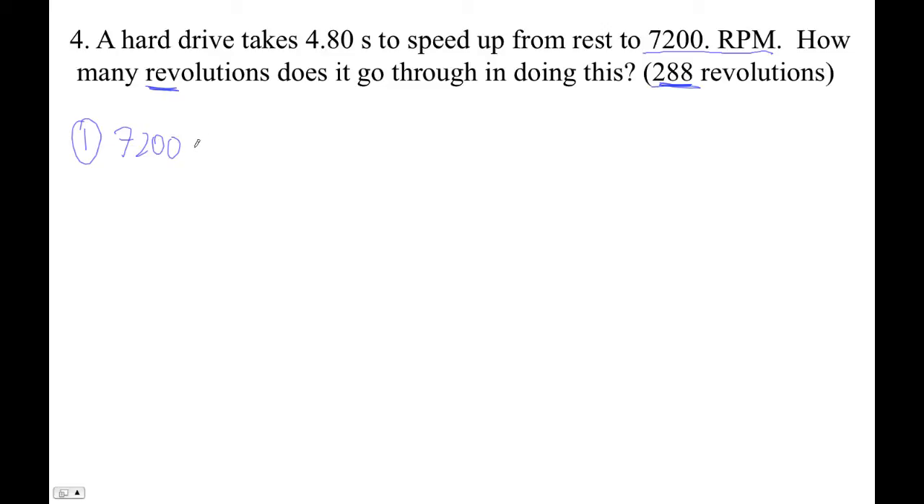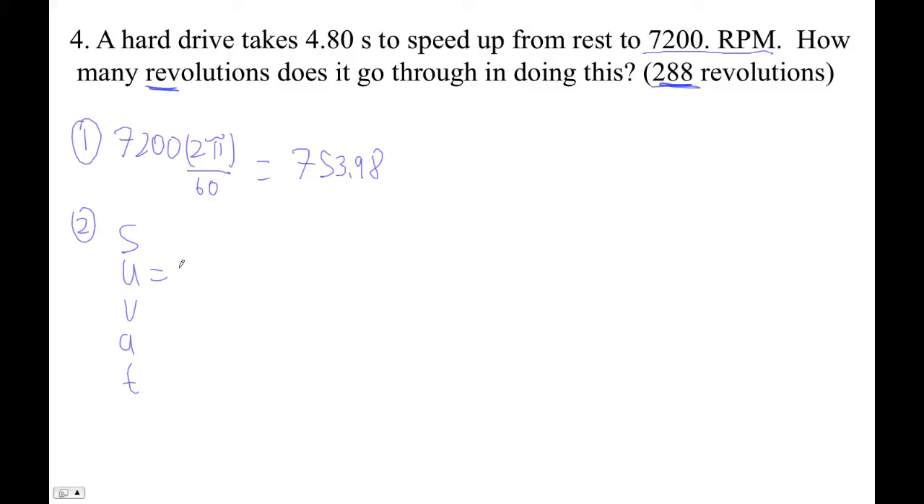into radians per second. So I'm going to multiply by 2 pi, and that'll give me radians per minute, right? And if I divide by 60, I'll get radians per second. So let's do that first. 7200 times 2 times pi divided by 60, and I'm getting 753.98. Okay, now we're going to SUVAT. Step 2 is let's SUVAT this.